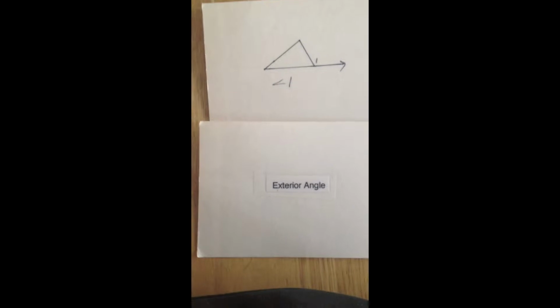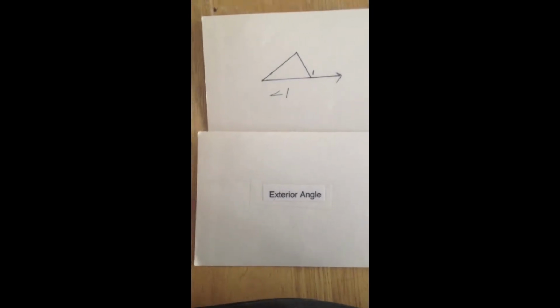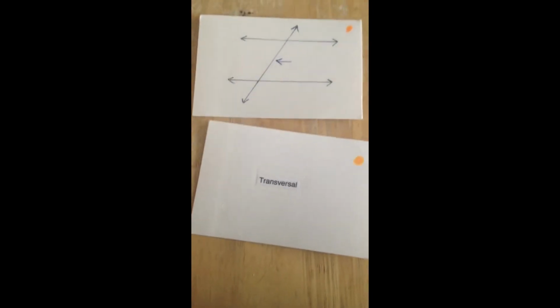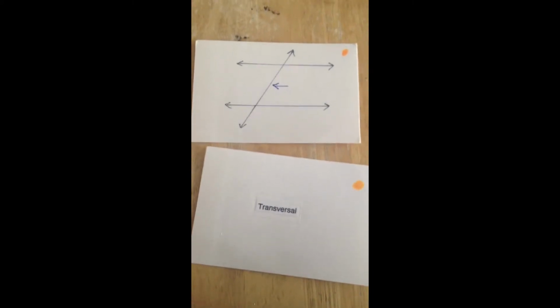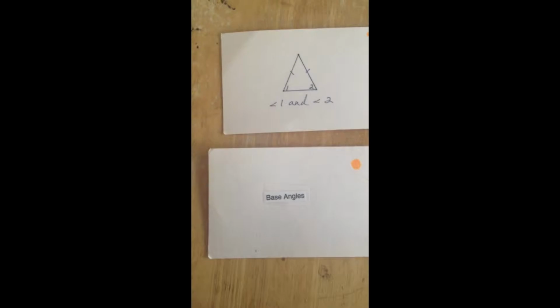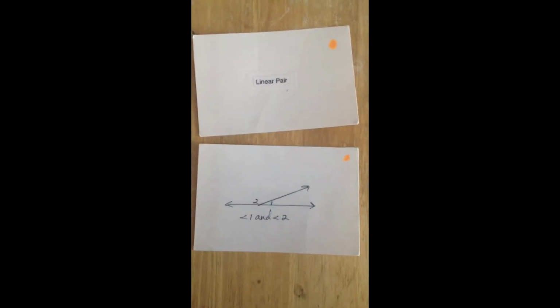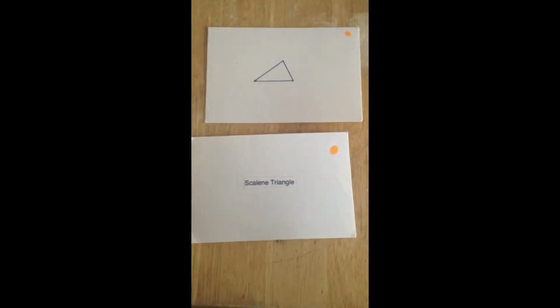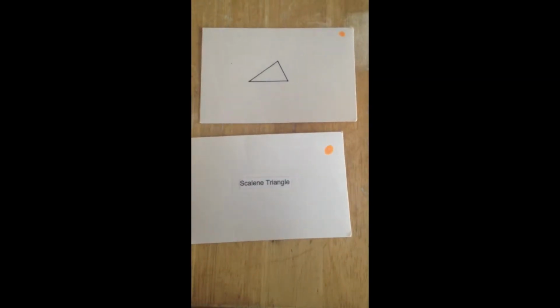An exterior angle is the angle between any side of a shape and a line extended from the next side. A transversal is a line that passes through two other lines. Base angles are the angles opposite the congruent sides in an isosceles triangle. A linear pair is two angles on a line that equal 180 degrees. A scalene triangle is a triangle with no equal sides or angles.